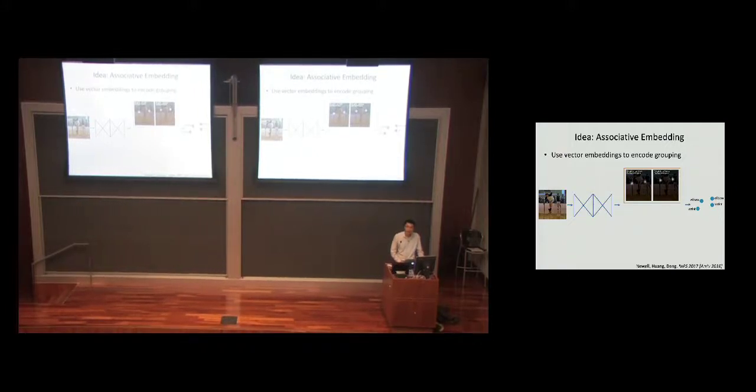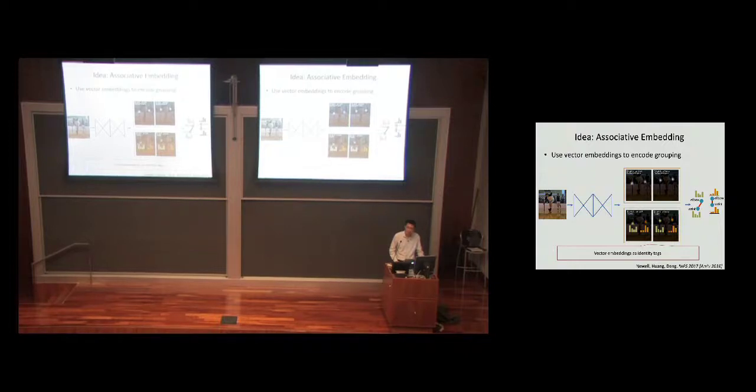So here, we simply ask the same network to give us some additional output in terms of vector embeddings. Here, we ask the network to output a vector embedding for each of the detections. For example, we have an embedding vector for both of the right wrists. We also have two embedding vectors for both of the right elbows. And these embedding vectors serve as identity tags that tell us how things should group together. So for example, this right wrist has the same embedding vector as this right elbow, so we know that they should be connected. And this other wrist has the same embedding as this other elbow, so we know that they should be connected together.